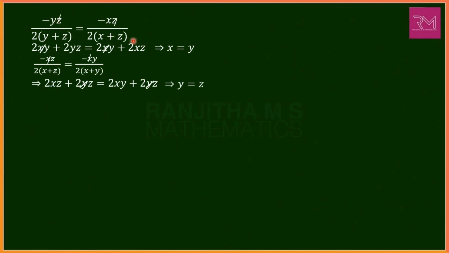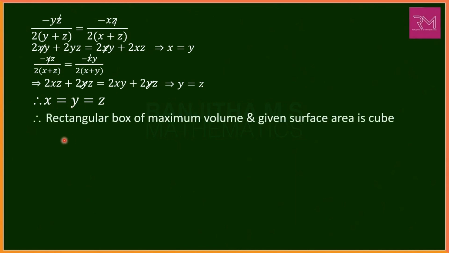From the first two functions we get the value x is equal to y, and from the second two functions we get the value y is equal to z. Therefore we can conclude that x is equal to y and y is equal to z. Therefore the rectangular box of maximum volume and the given surface area is a cube, because length is equal to breadth is equal to height. That concludes the rectangular box of maximum volume and given surface area is a cube.